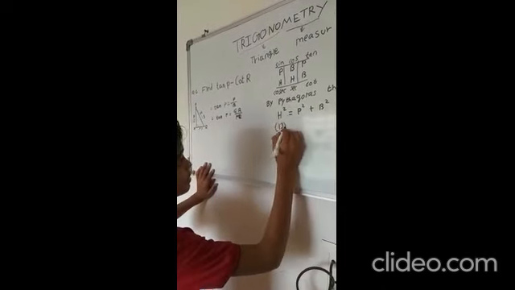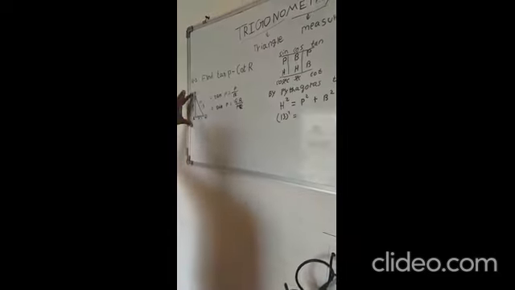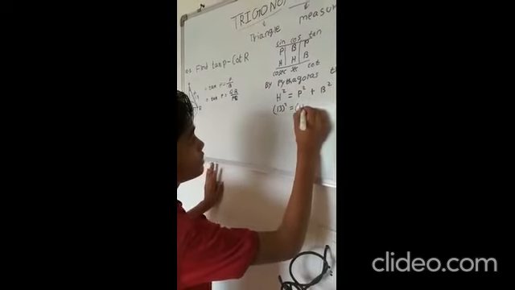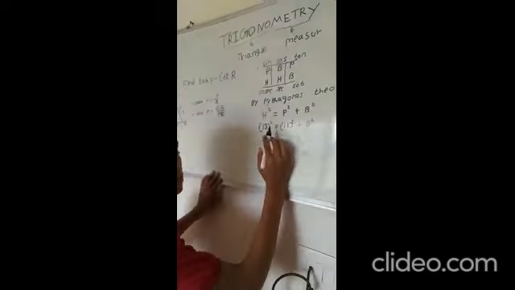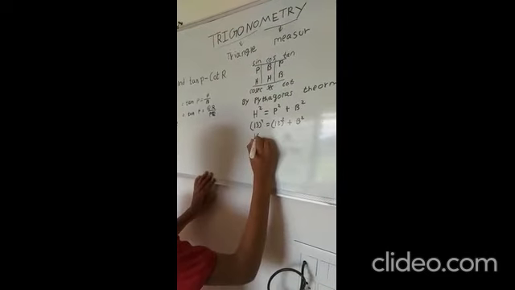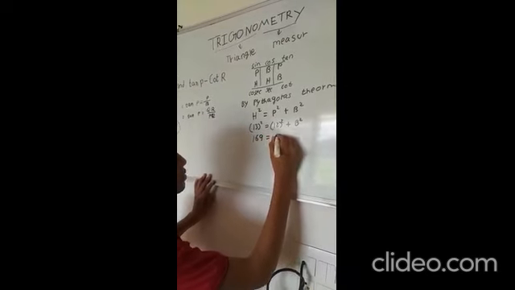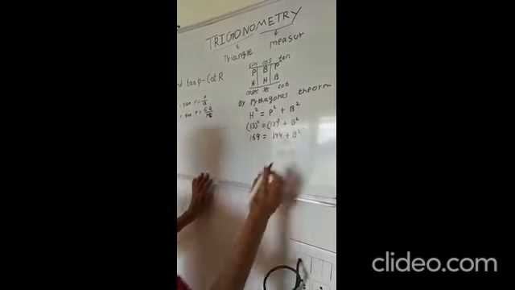What is 13? 13 whole square is equal to the perpendicular square. Perpendicular is PQ, which is 12. 12 square plus B square. What is base? Base we do not know. Then write this only. What is 13 square? 13 square is 169. And what is 12 square? 12 square is 144 plus B square.